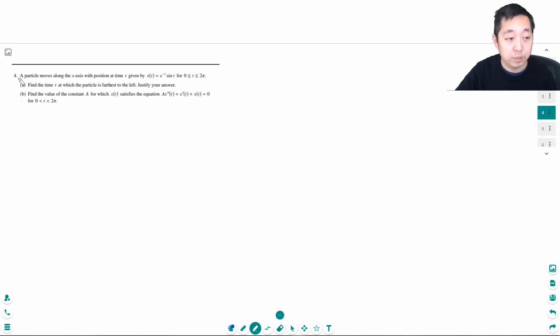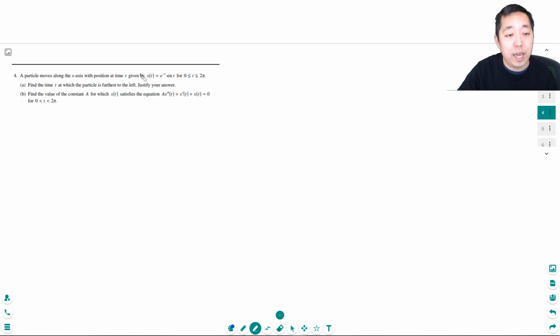So here's number four. A particle moves along the x-axis with position at time t given by this, for 0 less than or equal to t less than or equal to 2 pi. Find the time t at which the particle is furthest to the left and justify your answer.